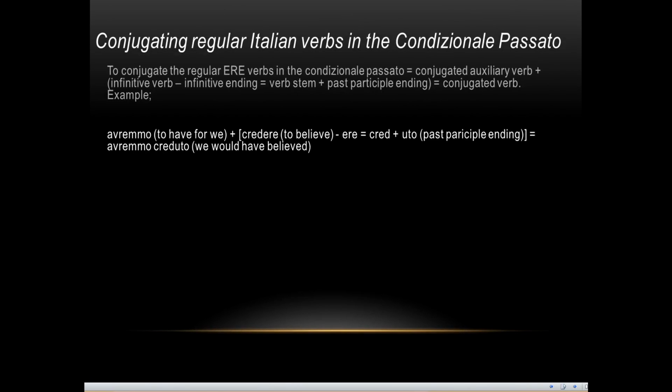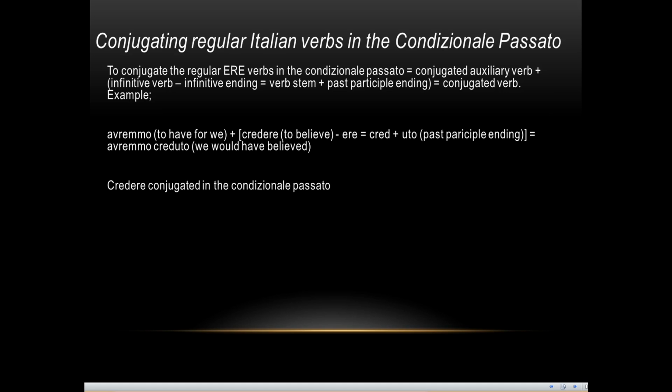Let's look at ere verbs. Same exact thing. You have the conjugated auxiliary verb, and you take the ere verb and you lose the ere, and you add the past participle ending. For example, avremo, to have for we in the condizionale, plus credere, to believe, minus ere equals cred, plus uto, the past participle ending. Hence, we have avremo creduto, we would have believed.